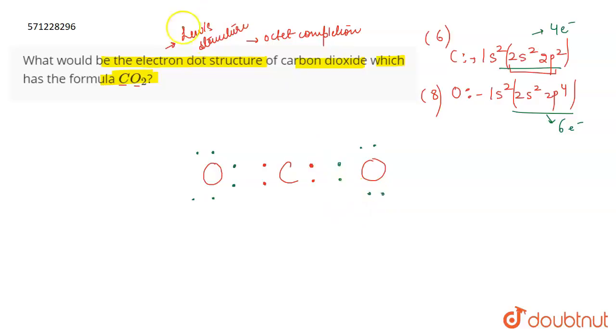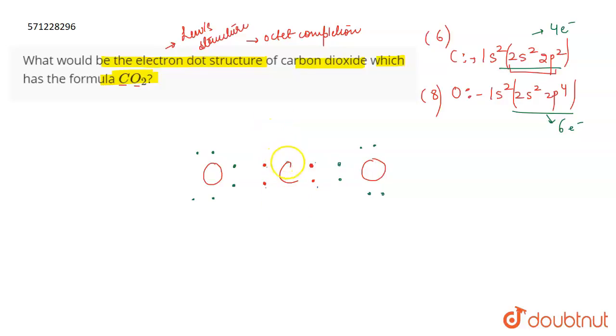Now each of the atoms should have a complete octet. Not just the central atom, but all the atoms should have a complete octet. Only then it will be regarded as an electron dot structure, a stable structure. So if we talk about carbon, carbon has 4 electrons of its own, and it has to share 4 more to complete its octet.